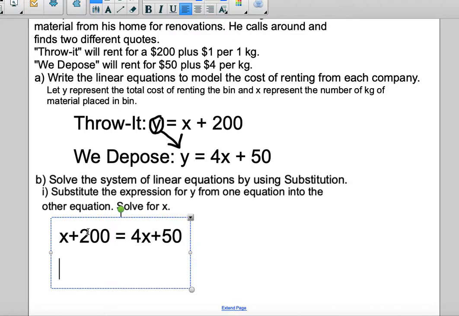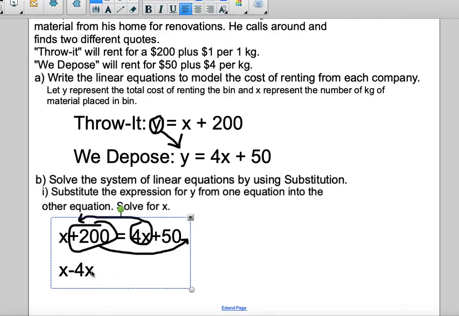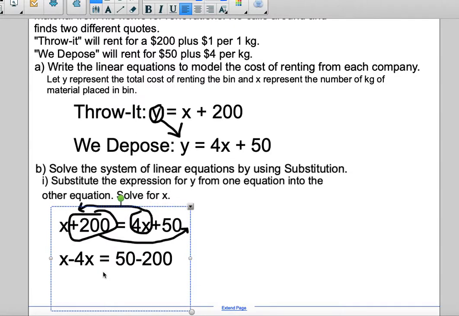So we're going to rearrange and solve. So I'm going to take my 4x and bring it to the other side. So that x is already there. My 4x becomes negative because we're taking it and sending it over to the other side. And likewise, we're going to take this positive 200 and send it to this side of the equation. So I've got my 4x equals 50 minus 200. So when we solve x minus 4x, we get negative 3x is equal to negative 150.